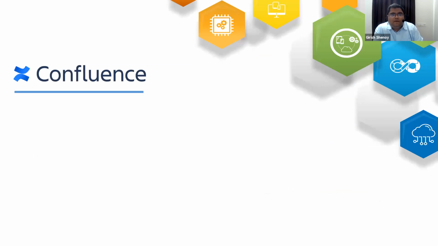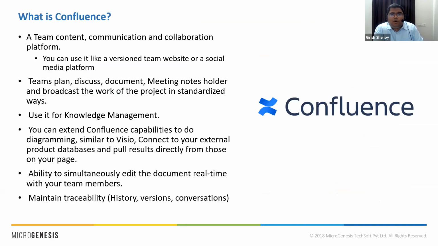Talking about Confluence. What is Confluence? It's team content, or you can call it your team's website or a web page for your team. It's a collaboration space. You can use it like a team website or a social media platform for your team or for your organization. You can do your planning, discussions, document management, meeting notes, broadcast the work or project information, everything through Confluence. You can use it for knowledge management.